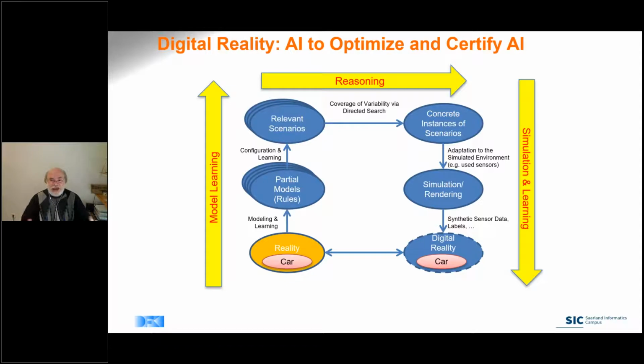We need to have hundreds, if not thousands, if not tens of thousands of these simulations, where we not only simulate the traffic scenario, but we also simulate the sensors of a car, such that we generate the data that a real car would see if it were in that situation. And then we can use that data for training of an AI system. We can use it to validate the AI system: would the AI system actually do the right thing in that situation? And also for certifying that, yes, this AI system does all the right things in the right situations.